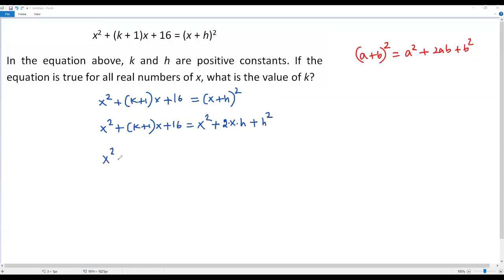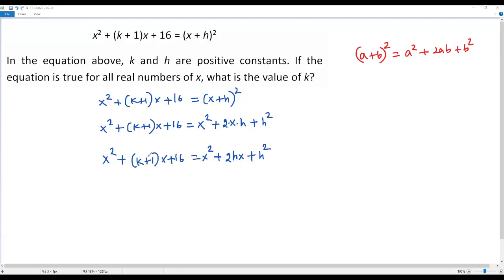Now we can write x² + (k + 1)x + 16 = x² + 2hx + h², since 2 times x times h can be written as 2h times x. Here we have a quadratic expression on the left side and a quadratic expression on the right side. Whenever two expressions are equal, the coefficients of like terms must be equal. Here the coefficient of x² is 1, and on the right side also the coefficient of x² is 1.